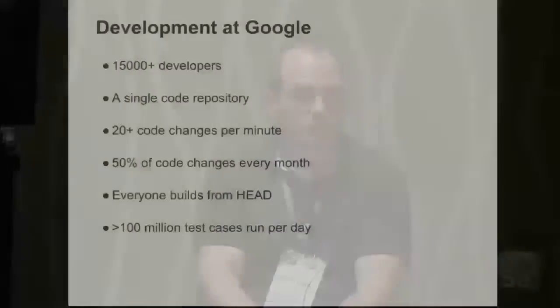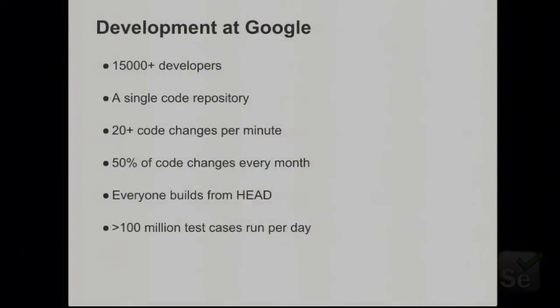To kind of understand how daunting of a problem this was, how to do this smoothly, there's a few facts about Google's development environment that you need to know. Today, Google has 15,000 developers. We all work from a single code repository. There are 20 code changes per minute. 50% of the code turns over every month. Everyone builds from head. So the only way we maintain our sanity in this environment is we run lots and lots of tests. It's somewhere north of 100 million test cases executed every day.